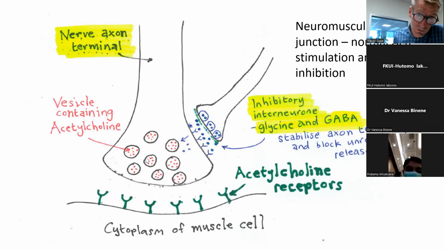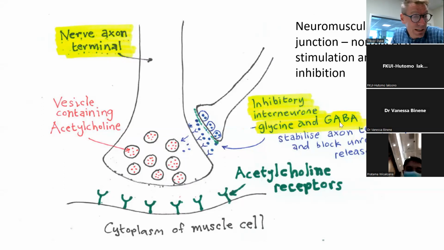Now, if that happened in an unregulated way, if the vesicles were just released and caused uncontrolled contraction of the muscle cell, then we'd have no control over neuromuscular transmission. And the reason why we have control over neuromuscular transmission is that associated with every motor neuron, there are inhibitory interneurons that connect to the main motor neuron. And these have inhibitory neurotransmitters, especially like GABA and glycine.